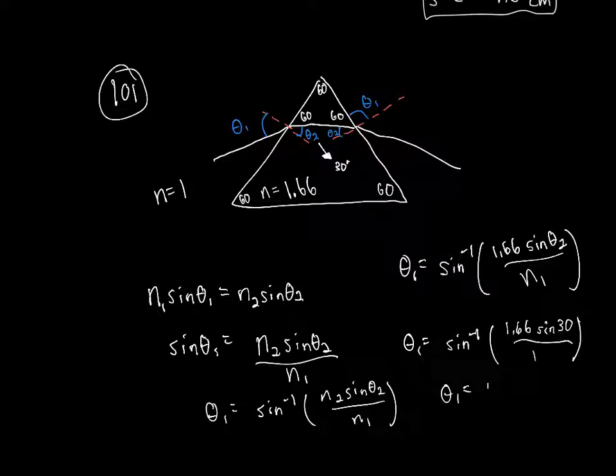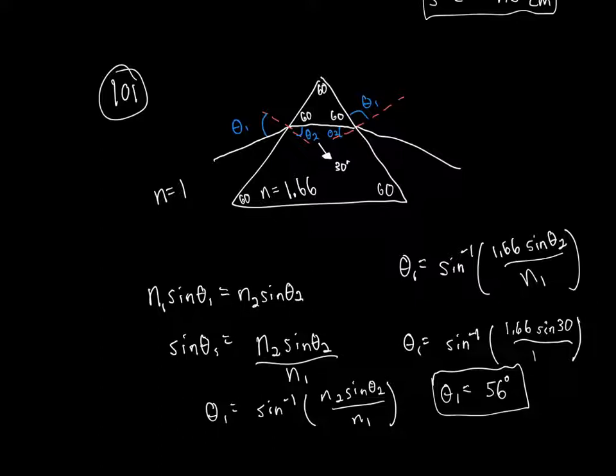Plug and chug all this in, you get theta 1 equals 56 degrees. And there's your number 101. Questions?